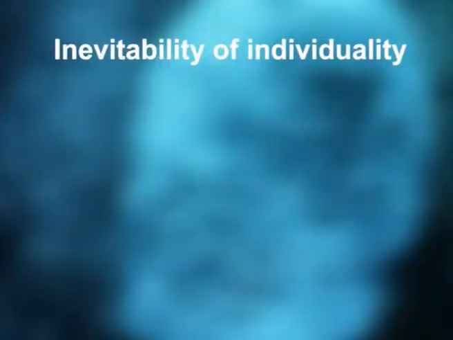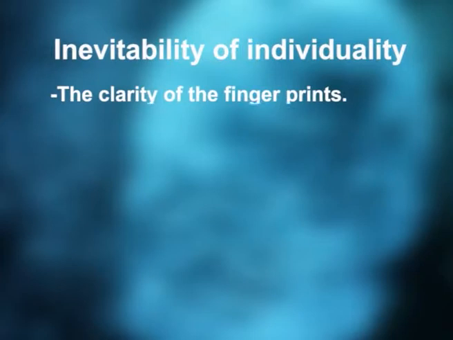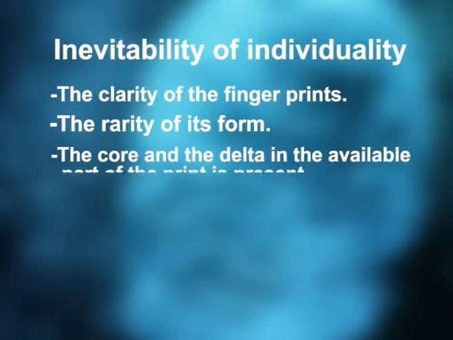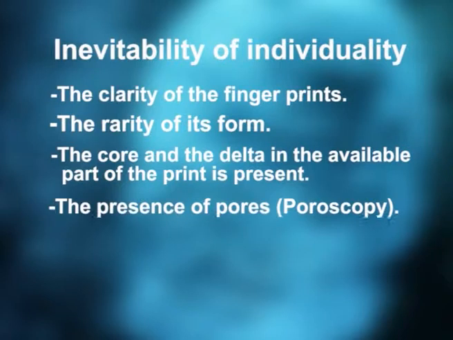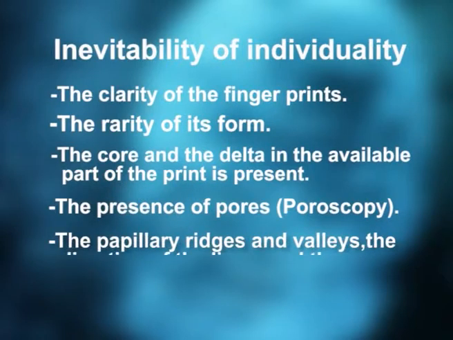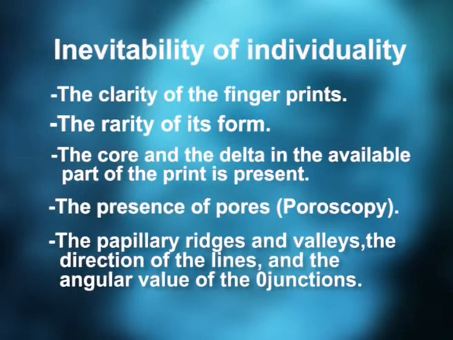If 8 to 12 concurring points are present, then the case is marginal and the inevitability of individuality will depend on the clarity of the fingerprints, the rarity of its form, the core and the delta in the available part of the print, the presence of pores, that is poroscopy, the papillary ridges and valleys, the direction of the lines and the angular value of the junctions, that is ridgeology or edgeoscopy. If lesser number of characteristics is found, then the fingerprints will not provide identification, but only an assumption to the number of points available and their clarity.